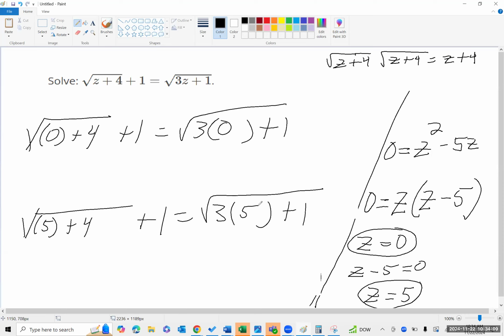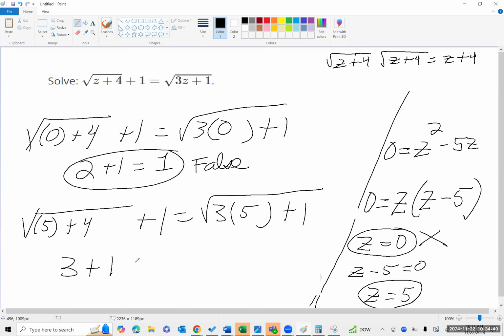This is the square root of 5 plus 4, which is the square root of 9, which is 3. On this side, it's the square root of 15 plus 1, which is 16. Square root of 16 is 4. So this other one does indeed work. So 0 is what we call an extraneous solution, but 5 is an actual solution.